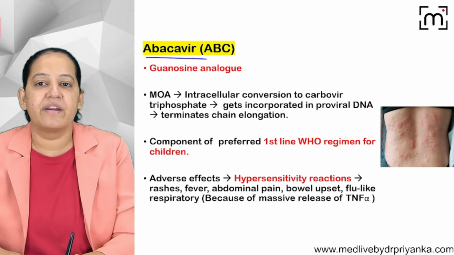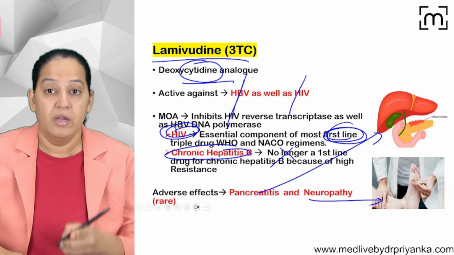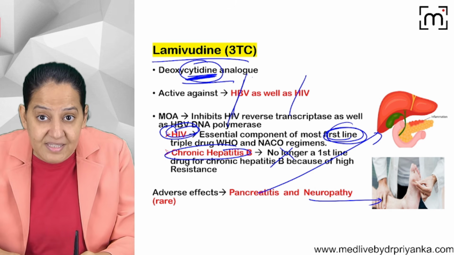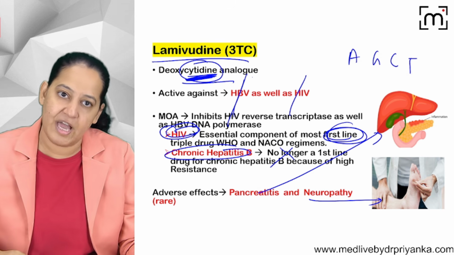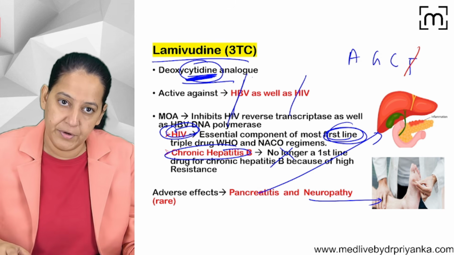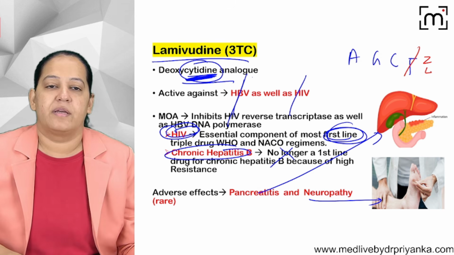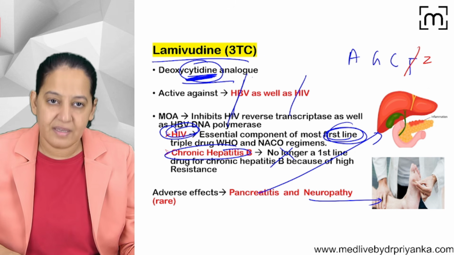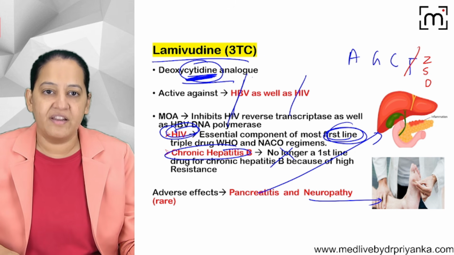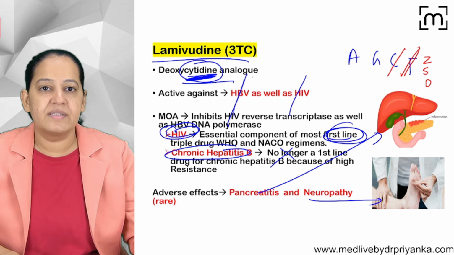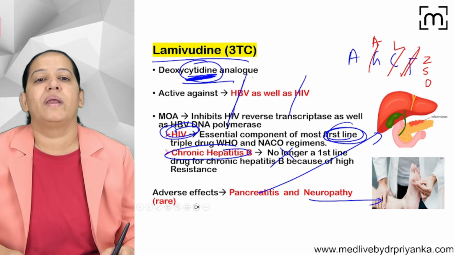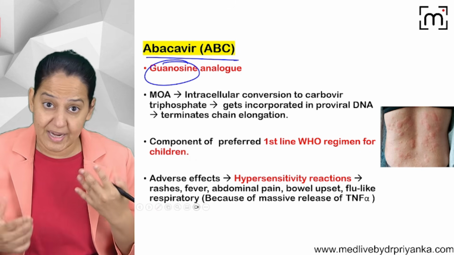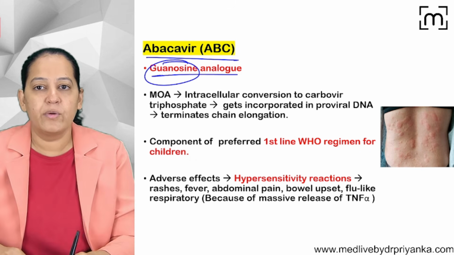The next is abacavir. Abacavir is a guanosine analog. The previous one was a cytidine analog. You know, there are four nucleosides: adenine, guanine, cytidine, and thymidine. So zidovudine, stavudine, and didanosine are thymidine analogs. Lamivudine is a deoxycytidine analog, and the next, abacavir, is a guanine analog. So you have to learn which one is an analog of which nucleoside.